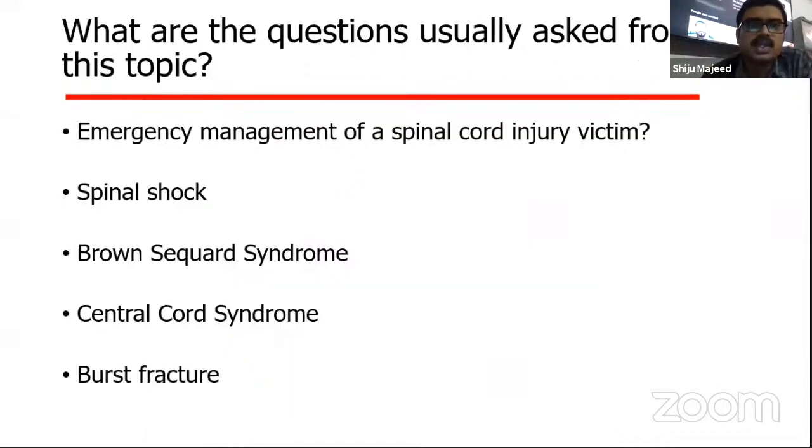injuries. Now, what are the questions that are usually asked on this topic? We have to discuss the emergency management of a spinal cord injury victim. Second, they may ask you a short note: what is spinal shock? Then there are various cord syndromes, which we'll go through in short detail in a few slides from now: Brown-Sequard syndrome and central cord syndrome. And when you take all the question papers, there is one more question, a short note on burst fracture. So we will discuss each of these. These are the ones that you need to understand.